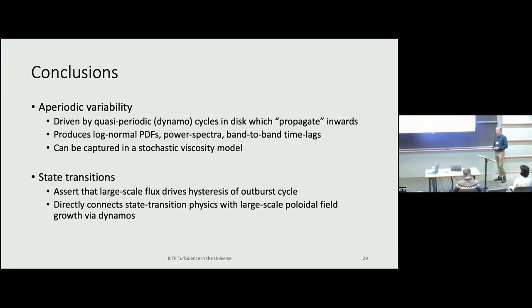So is the variability that you're modeling also axisymmetric? Meaning, is it possible that the dynamo cycles are there, but the variability is actually dominated by the spiral features? It's possible, yeah. Thanks.